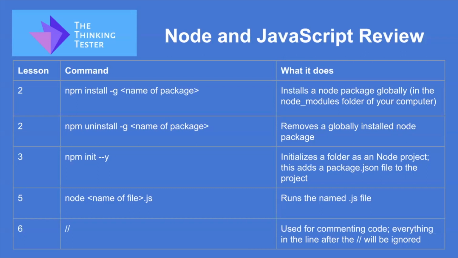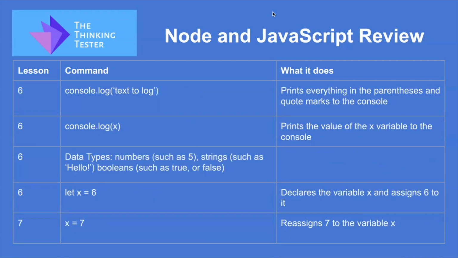We learned that the 2 forward slashes are used for commenting code. Everything in the line after the 2 slashes will be ignored when you are running the code. We learned how to do a console.log statement, which prints everything in the parentheses and quote marks into the console. We learned how to log the value of a variable with console.log and then x. That will print the value of the x variable to the console.